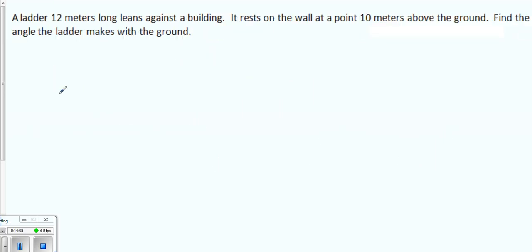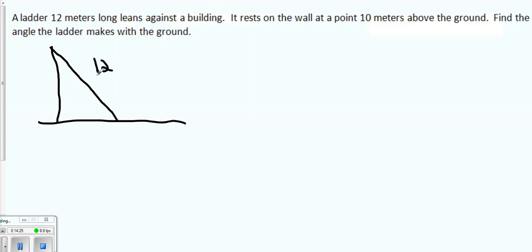Okay, we have another situation. A ladder that's now 12 meters long leans up against a building. It rests on the wall at a point that is 10 meters above the ground. So here is the ground. Here is our wall. 10 meters up is where the ladder hits. This is 12 meters long. This is 10 meters high. This is, of course, our right angle. Find the angle the ladder makes with the ground.